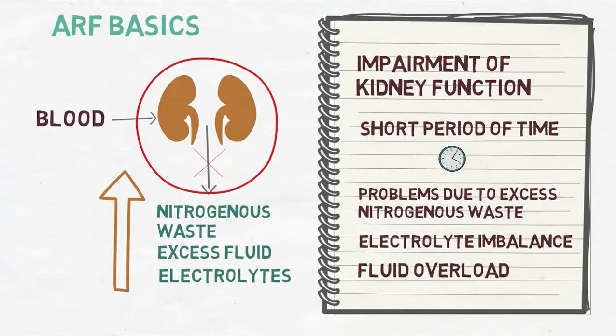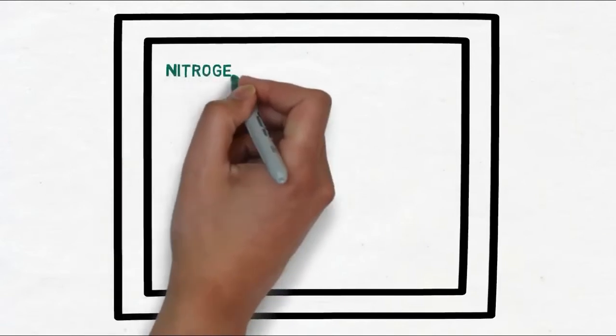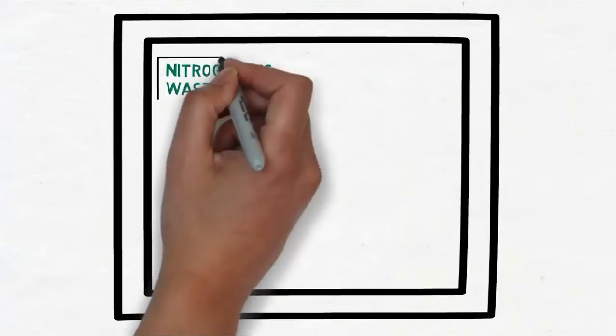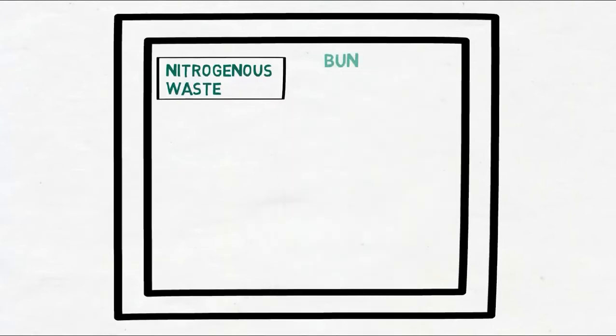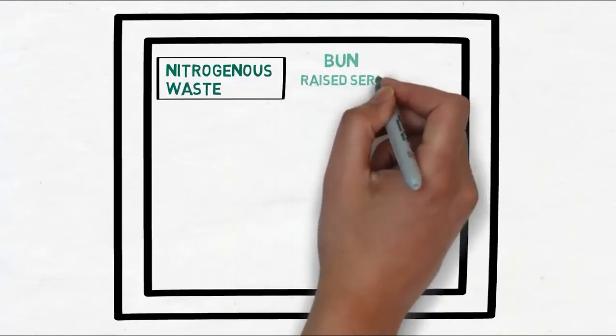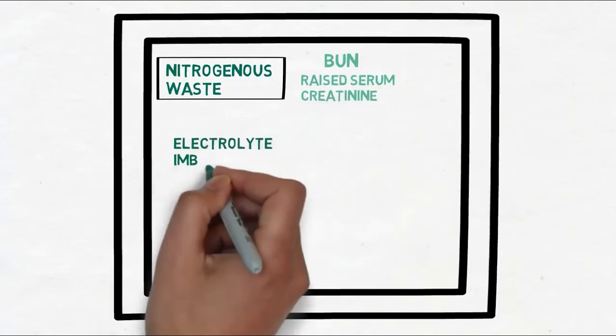So let's understand in brief the consequences of acute impairment of normal kidney function. First, coming to the nitrogenous waste. The nitrogenous waste of the body gets raised, which is represented by increased concentration of blood urea nitrogen as well as increased serum creatinine values.